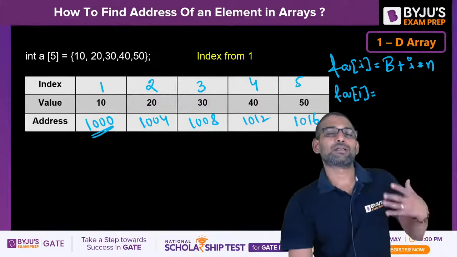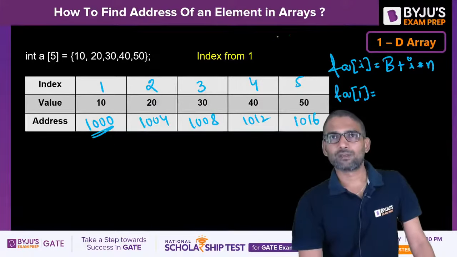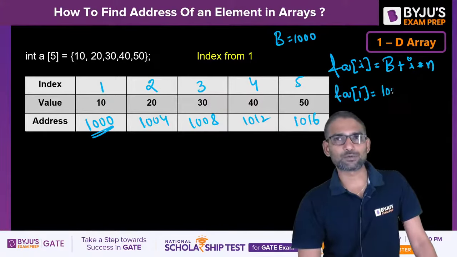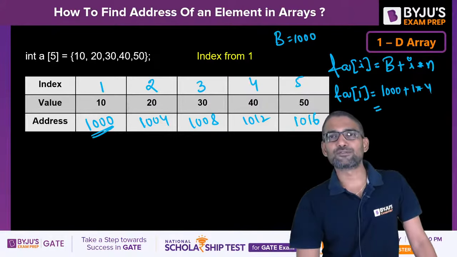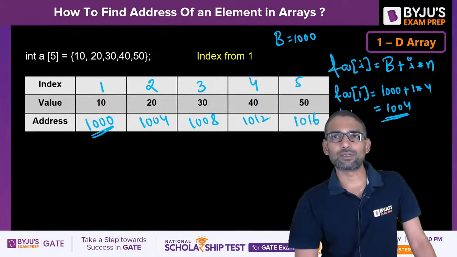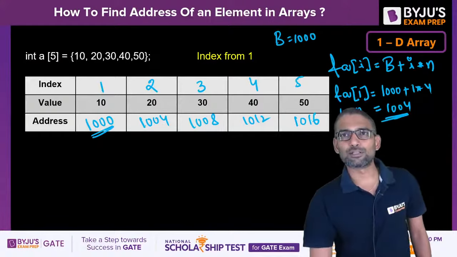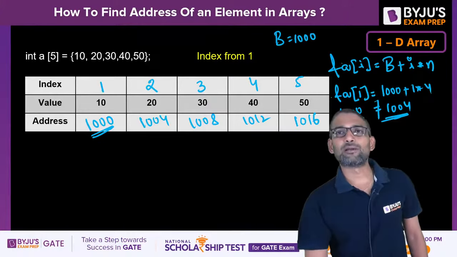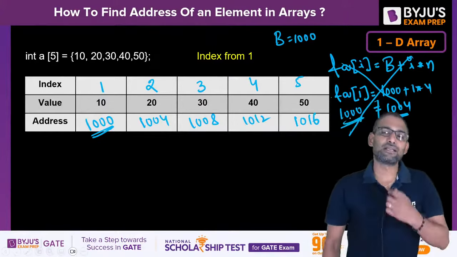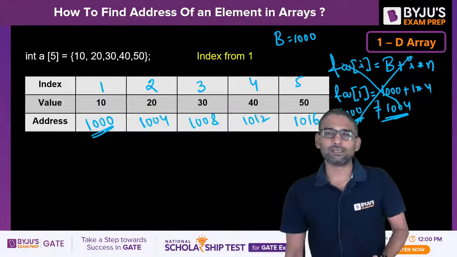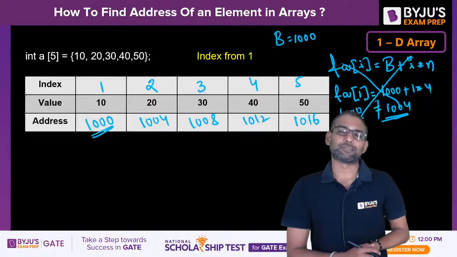What is the address of A of 1 actually? 1000. But if I use the formula, base address is actually 1000, so this becomes 1000 plus I is 1 into n is 4. So it is giving 1004. But the actual address I got is 1000. So both are not matching. That means whenever the indexing is starting from 1, this formula is not applicable.